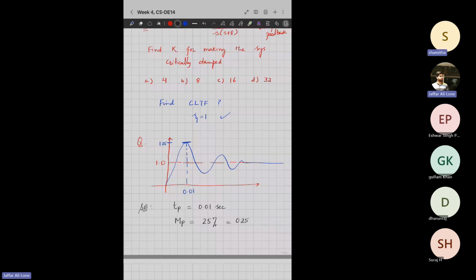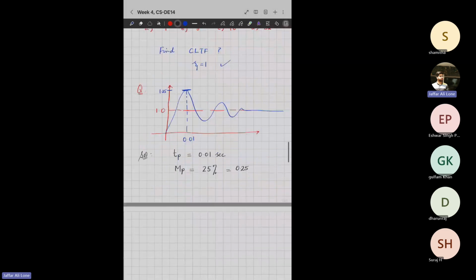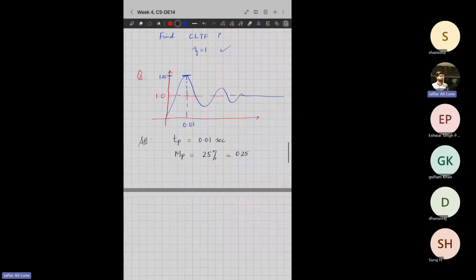What I wanted to convey is that as of now, you are given a peak time and overshoot. And what the question is saying is: the unit step response of a linear control system is shown in the figure. Find the transfer function.